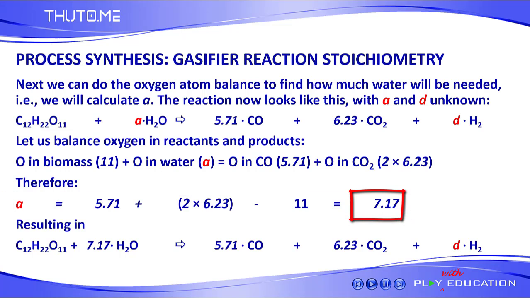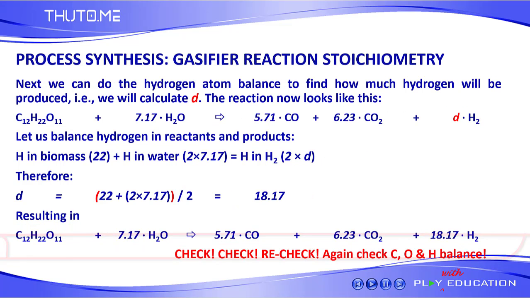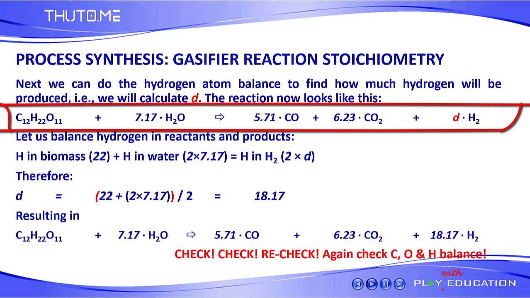Then we end up with a reaction given below here, in which the only unknown is D, which gives us how much hydrogen is produced in our reaction. The next and final step is to do the hydrogen atom balance to find how much hydrogen will be produced. That is, we will calculate D. The reaction now looks like this, with the only unknown being D, which gives us how much hydrogen is produced in the reaction.